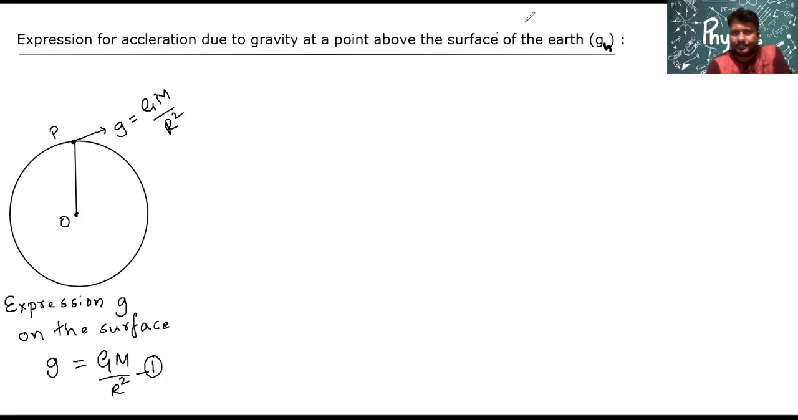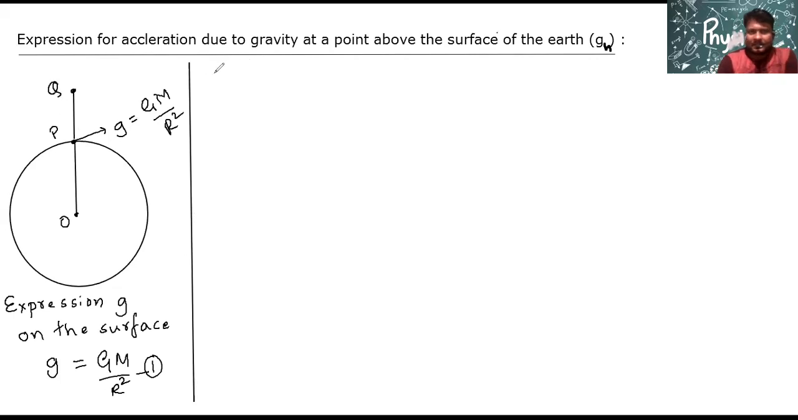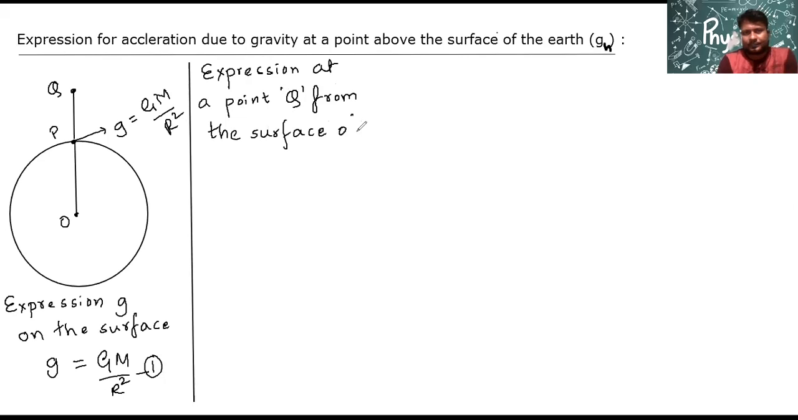And we should know that for the next, when we are taking the acceleration due to gravity at this point Q, the expression at this height, at height h, or else you can take this as the expression of acceleration due to gravity at any point Q from the surface of the earth.